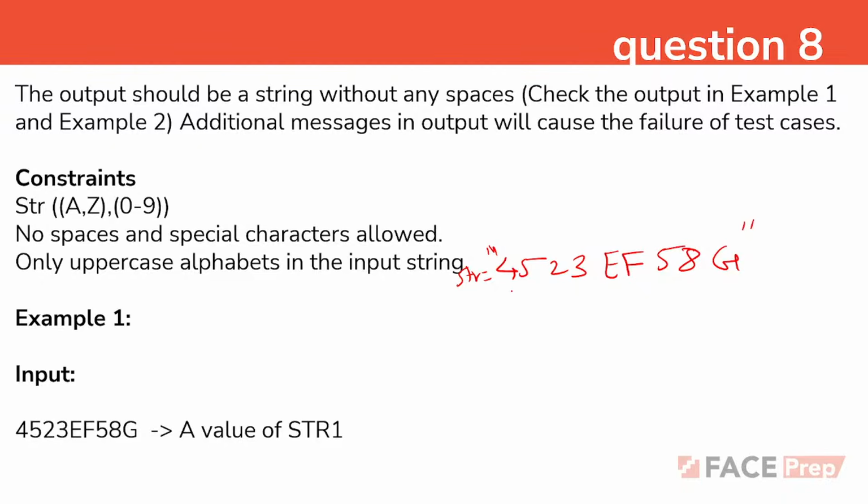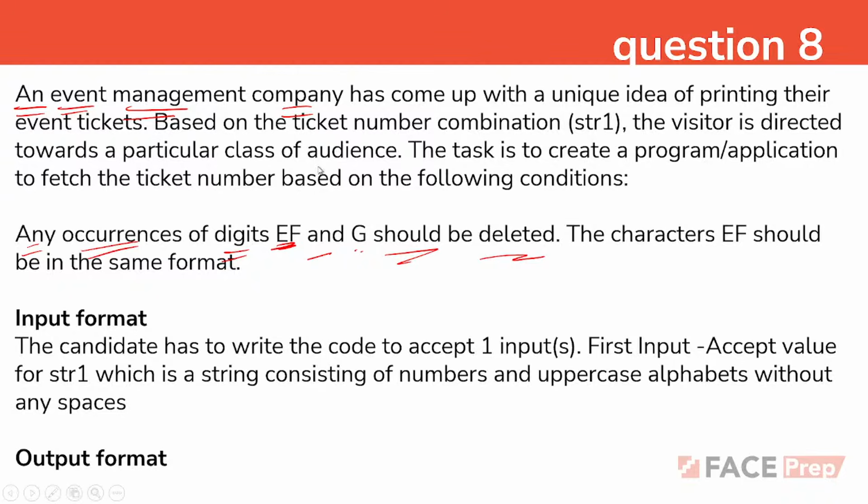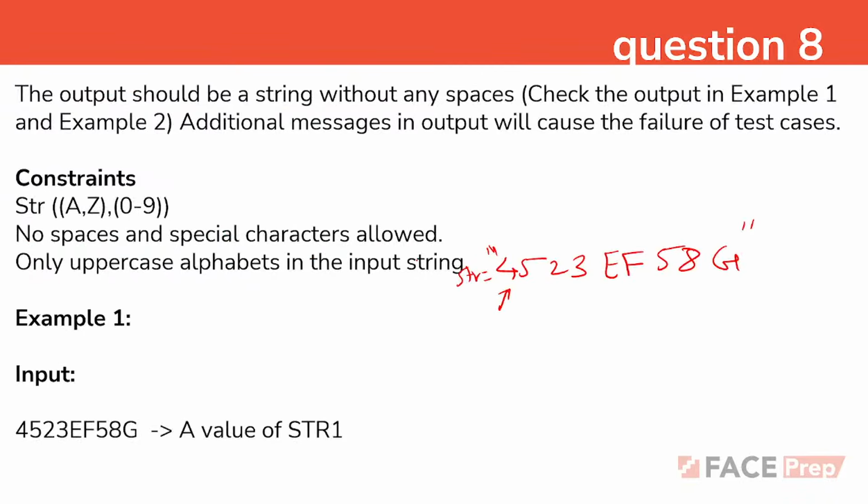I'm going to start from here and check what the constraint is. They mentioned if E and F are coming in the same order, first E occurring and the next character being F, that means we need to delete E and F. If G is coming alone also, we need to delete it, right? So I'll check over here.